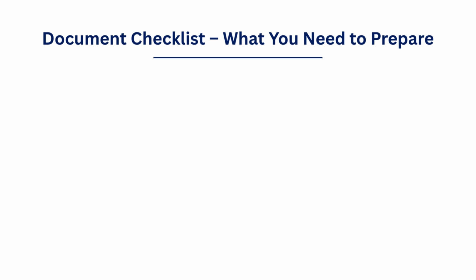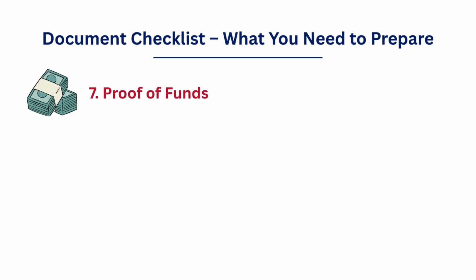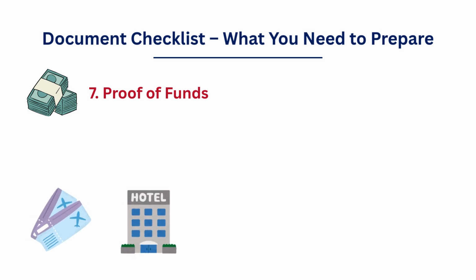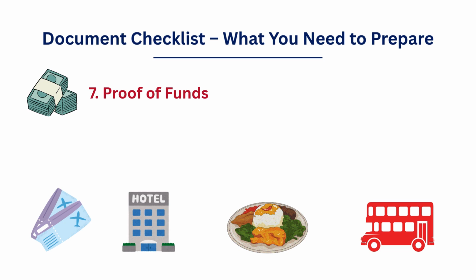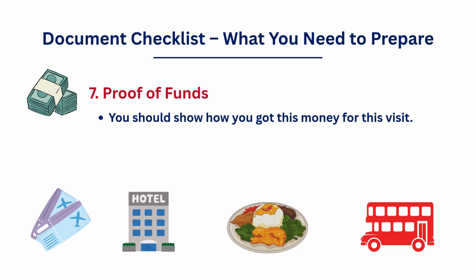Move to next. Proof of funds. This is the big part of this visa. You need to show that you have enough money for your round trip, including your flight ticket, accommodation, food, and travel expenses during your trip in the UK. Also, you should show how you got this money for this visit.